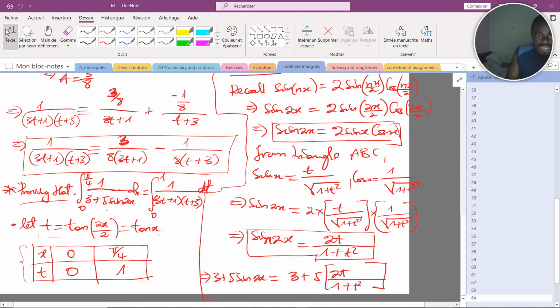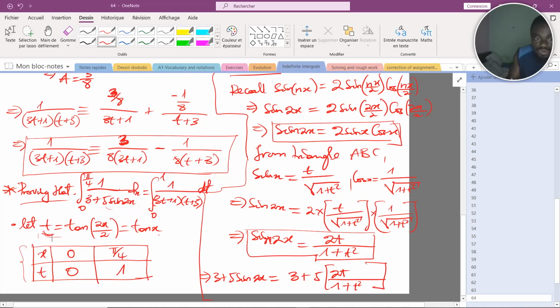We know that to integrate this, our substitution must be what? We are supposed to let t be equal to tan x. Is that okay? Now, the boundaries here were 0 and pi on 4. Since this is a change of variable, we are changing from x to t. We are transforming everything in terms of t. That means we have to do a change of boundary.